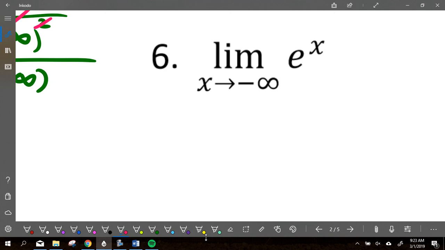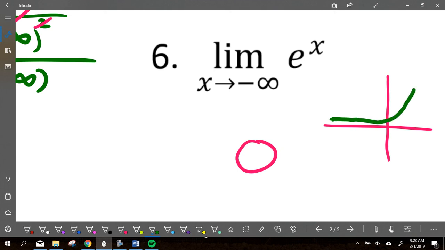The answer is 0. Think about what this graph looks like. E to the x. If I take this graph, it's an exponential graph. As I continue to go, it does this. It's like e to the negative infinity. What does a negative exponent do? Makes it a decimal. We would do the reciprocal. That is the same thing as 1 over e to the infinity. Oh, well, it's 1 over some giant number, so it's 0. Makes sense with that one.